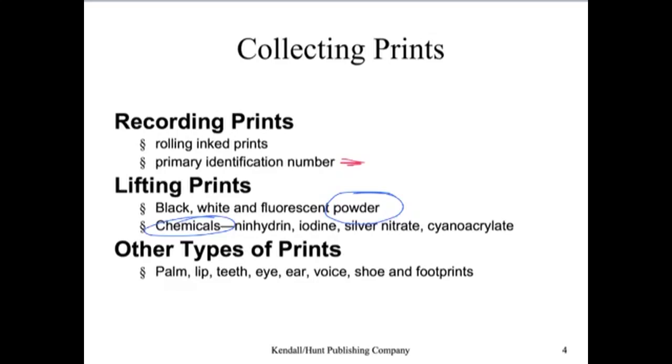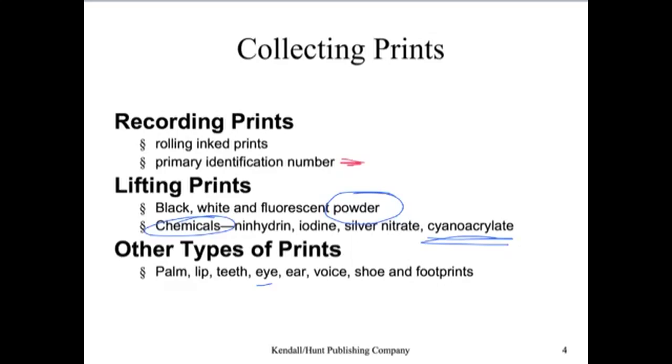Different chemicals we can use: anhydride, iodine, silver nitrate, cyanoacrylate, which is super glue fuming, super toxic. But these are all ways to get prints off different surfaces, and we will talk about that later. We'll also talk about other types of prints. Obviously, you can't collect an eye print the same way as you can get a fingerprint. But these are all other viable forms of prints that are used as different forms of identification.